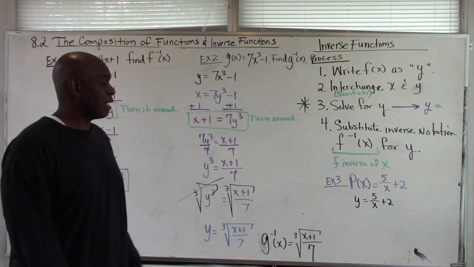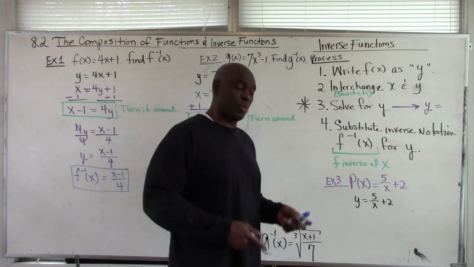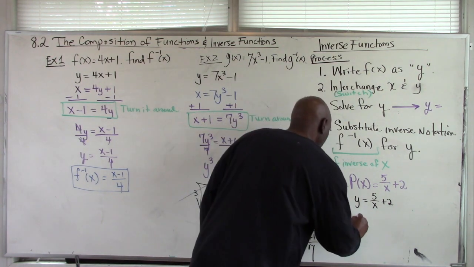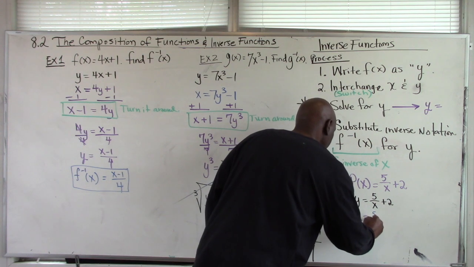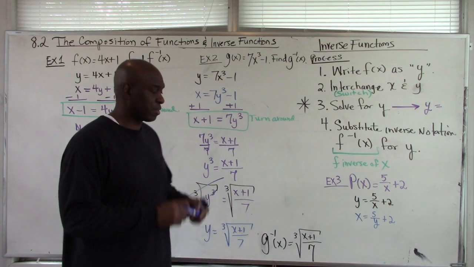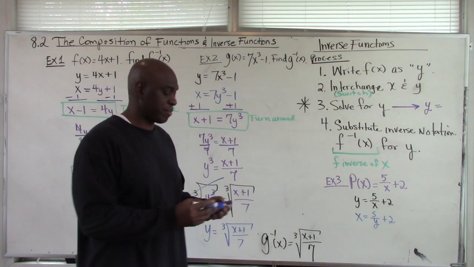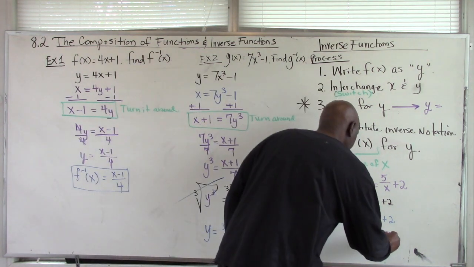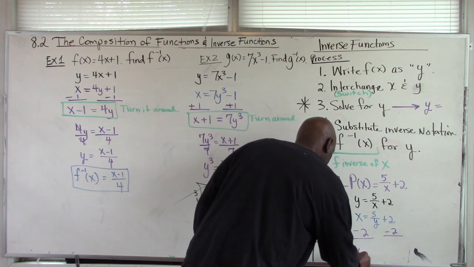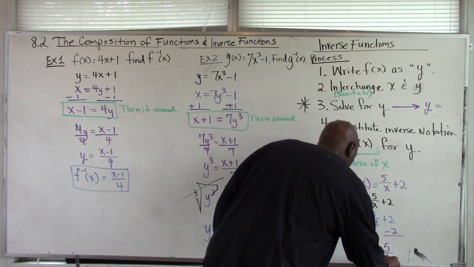Okay? How about we go ahead and switch the x and the y now. Interchange x and y. So x equals 5 over y plus 2. Alright. Now let's go ahead and subtract 2 from both sides. Minus 2, minus 2. And so now I have x minus 2, and that equals 5 over y.